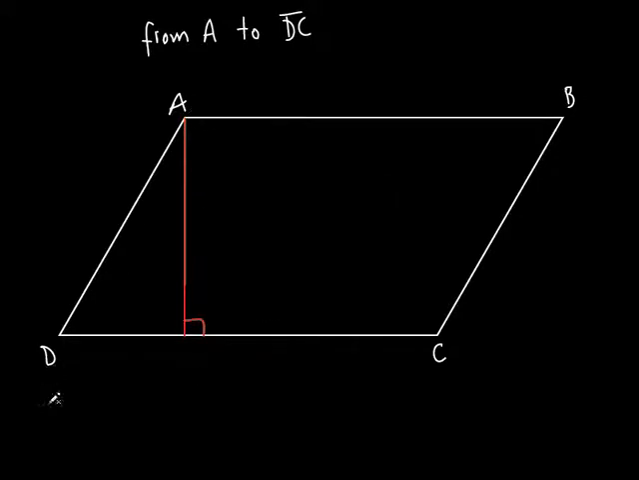If you go from point A to DC and you put a line in a box, then it's right. No, you can't put it anywhere. It can only go to one place.